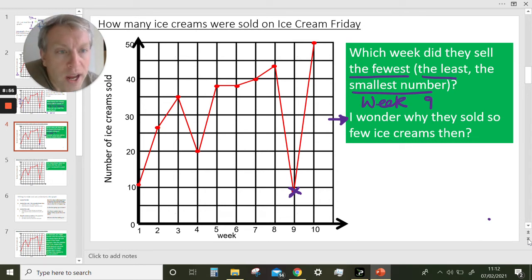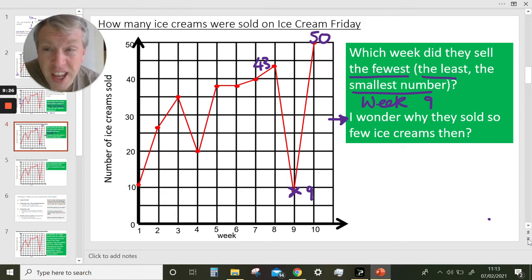Which week did they sell the fewest? Well, in week 9, I wonder why they sold so few ice creams. Well, how many ice creams were sold in week 8? Well, more than 40. Maybe the school sold 43 ice creams the week before, and the week after they sold 50 ice creams, but only 9 ice creams. What's going on?